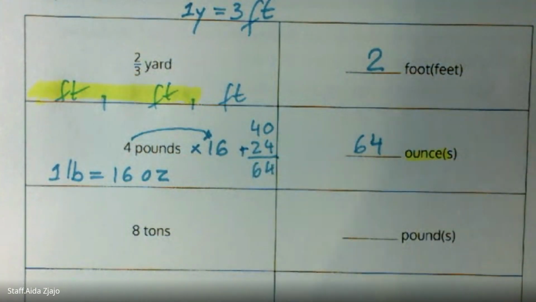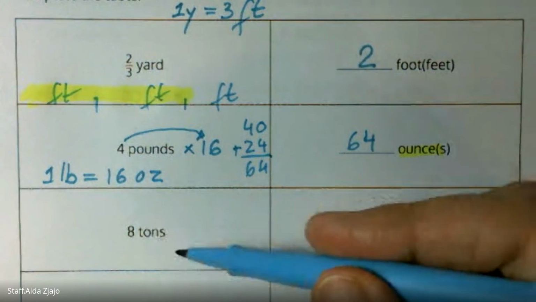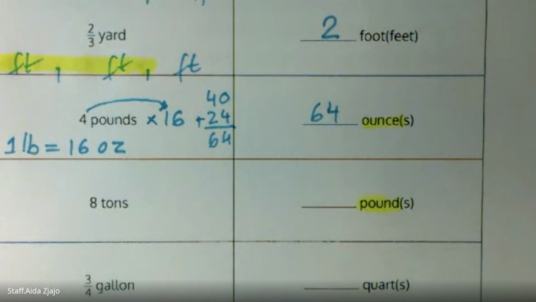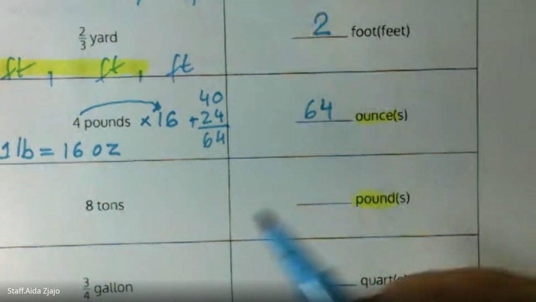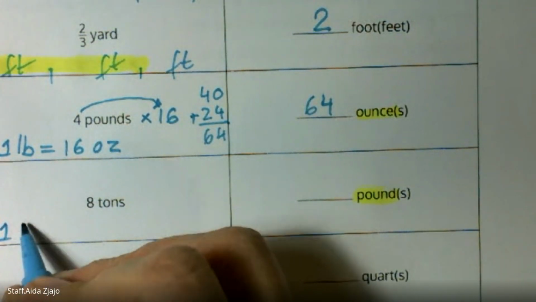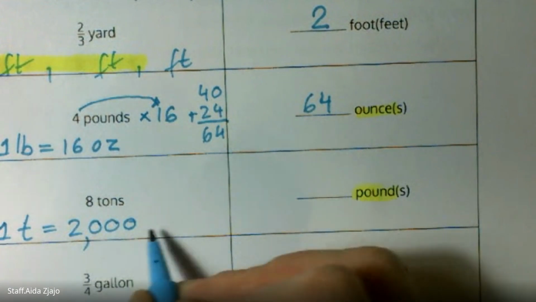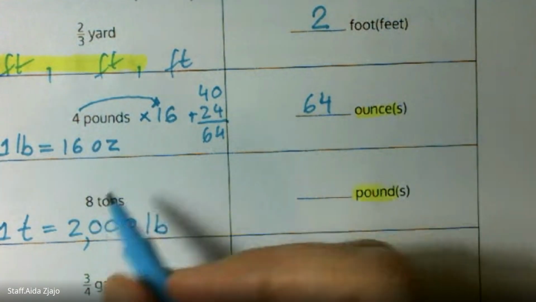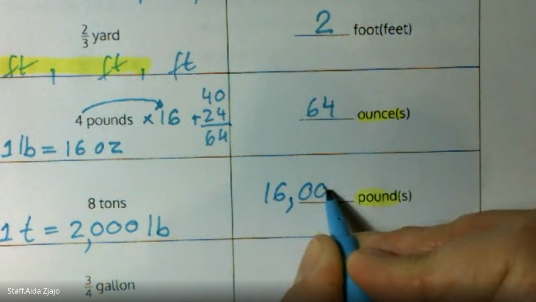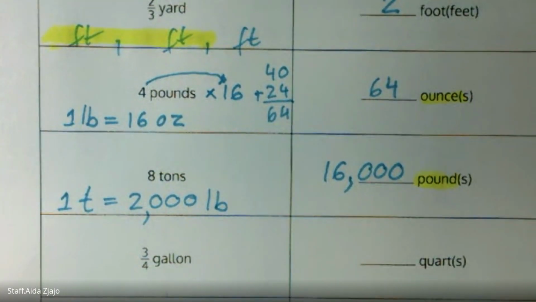Okay. If I did correctly, 4 times 10 is 40, 4 times 6 is 24, when you add, it is 64 ounces. If we know that 8 tons, they want us to find pounds. 1 ton is 2,000 pounds. So 8 times 2,000 should be 16,000 pounds. Okay.